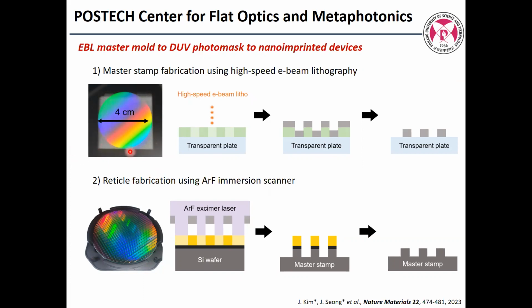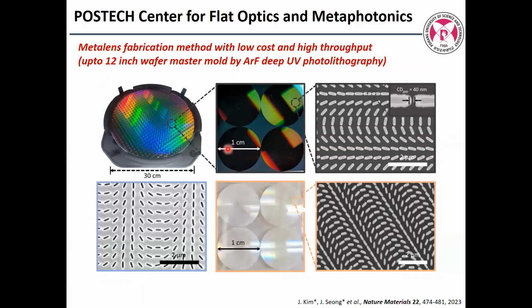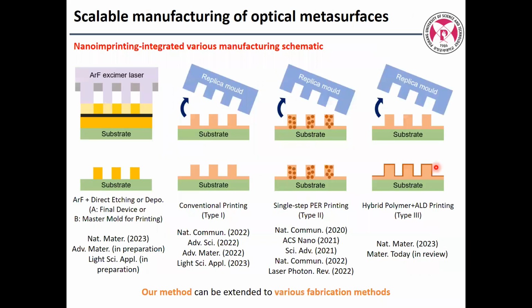This 4 centimeter master mold reticle is used to create a 12-inch wafer photomask. So basically an array of 600 of these 4 centimeter patterns. And this ArF immersion has a 4:1 reduction ratio, so finally a 1 centimeter metal lens will be made. You can see here the critical CD is 40 nanometer, pretty comparable to visible.